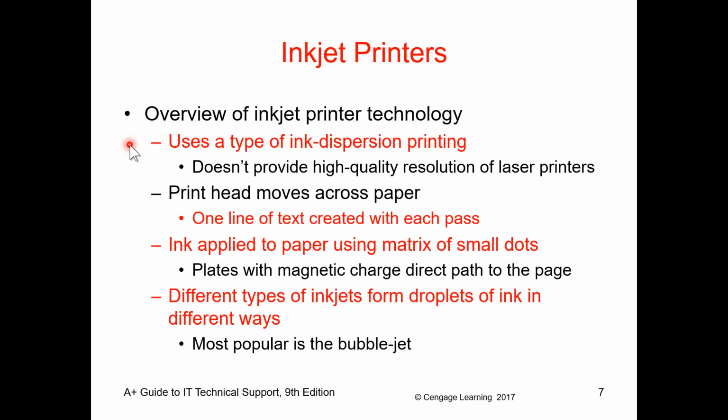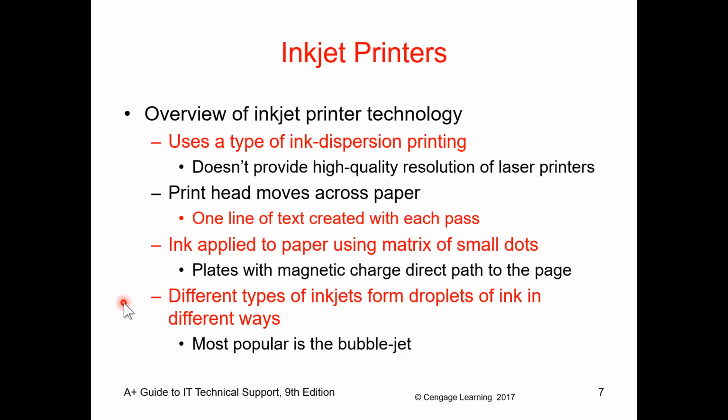So you're basically doing one line of text with the print head each pass, so it's going to print a lot slower than a laser printer, which is doing an entire page at once. So the ink is applied to the paper using a matrix of small dots. They should be close enough together, 600 dots per inch, 1200 dots per inch, that you can't see them. Okay.